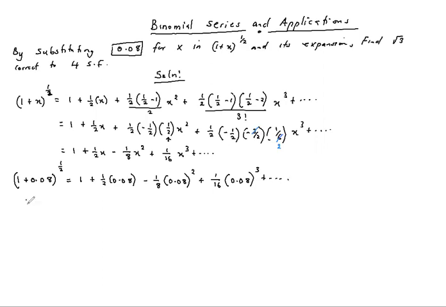Then on the left we have 1.08 after adding, and the half is the same as the square root, so that we have 1 plus 0.04 minus 1 over 8 0.0064 plus 1 over 16 0.08 to the power 3, which is 0.000512. Yes. 6 significant figures, 6 decimal places.